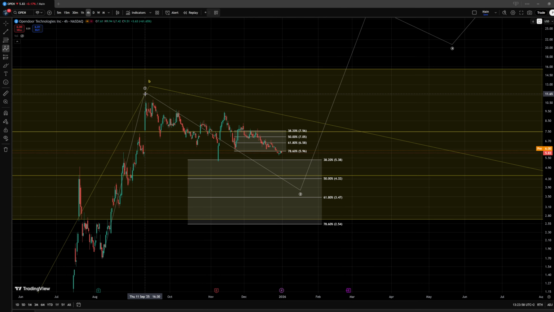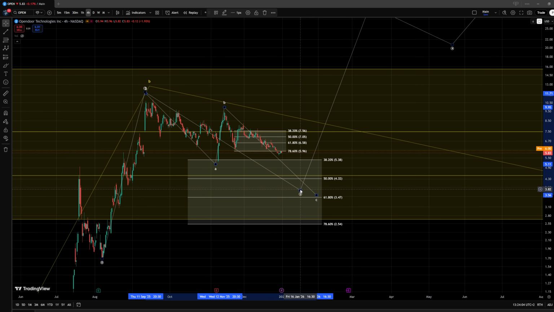Now, in such a scenario, I will be primarily tracking at the moment something like an ABC movement to be unfolding internally within this wave 2.